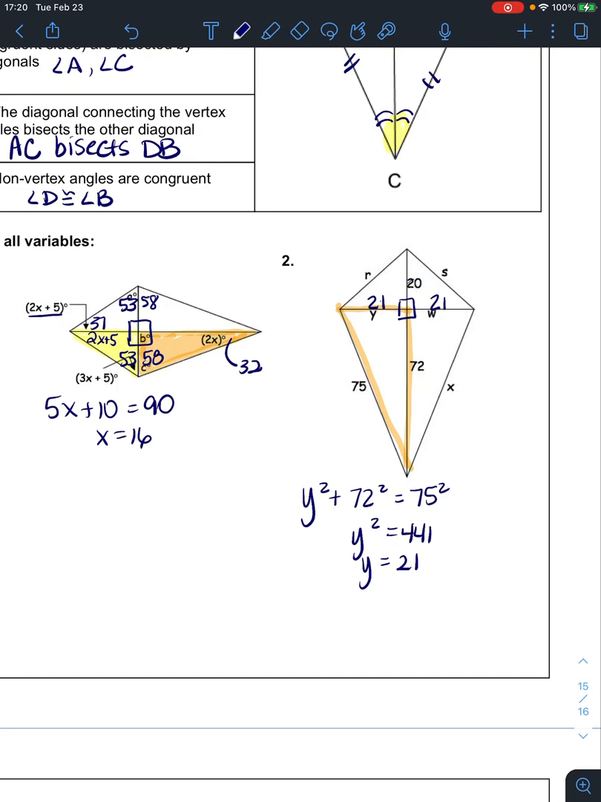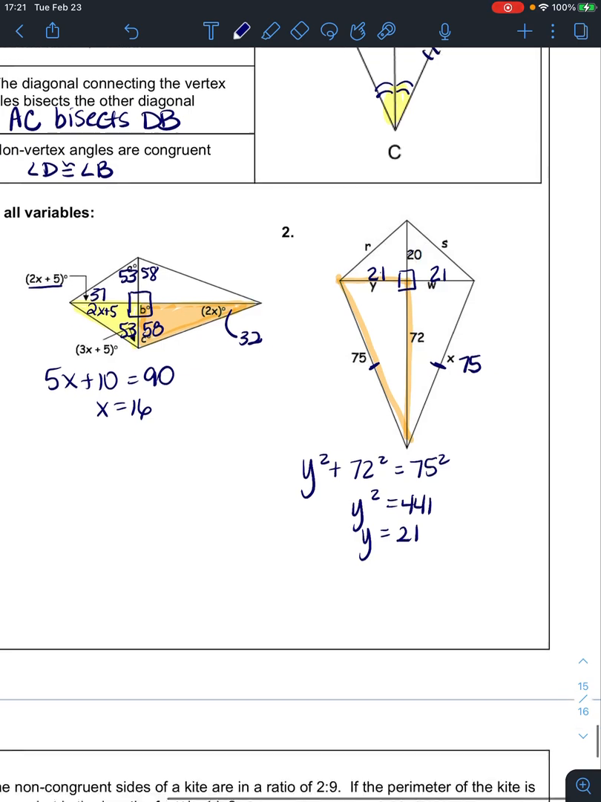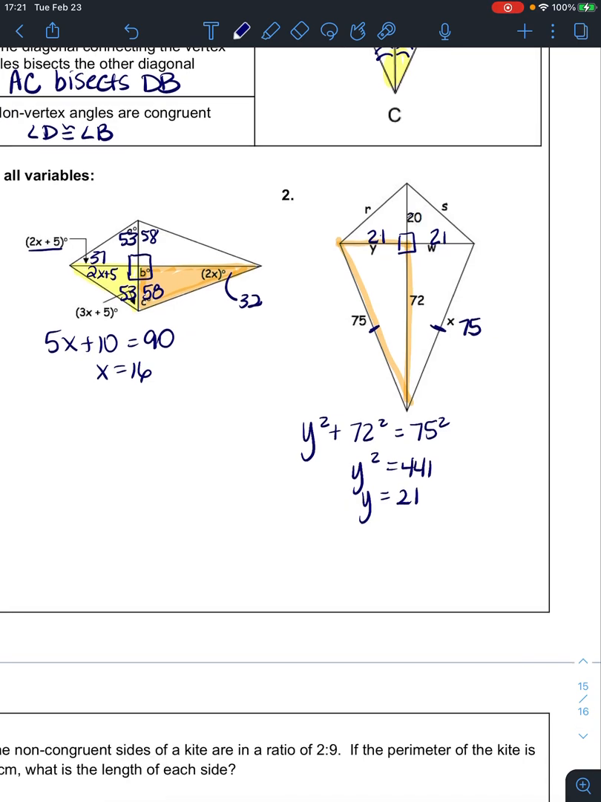Now these two top pieces, we know that these consecutive sides are congruent, so x is 75. And then we know r and s have to be the same size, so we need to do Pythagorean theorem again. So we have 20 squared plus 21 squared is equal to r squared. Add those together and take the square root, and we get that r is 29. So r is 29, which means that s is also 29.